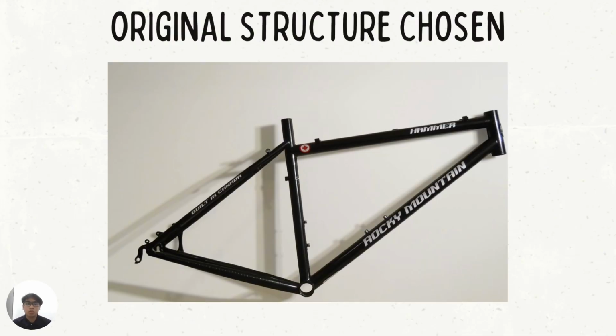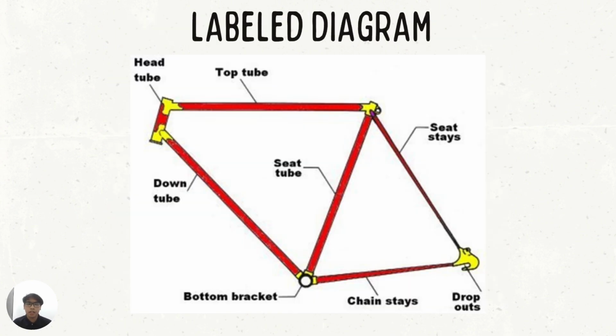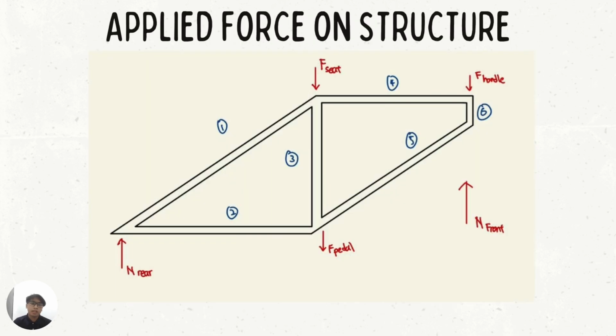This is the picture of our original structure that we have taken. And then this is the label diagram from our picture. It consists of head tube, top tube, seat stays, drop outs, chain stays, bottom bracket, seat tube, and down tube. And then we have our diagram of applied force on structure. The first one is the force on the seat, and then force on the handle, force on the pedal.